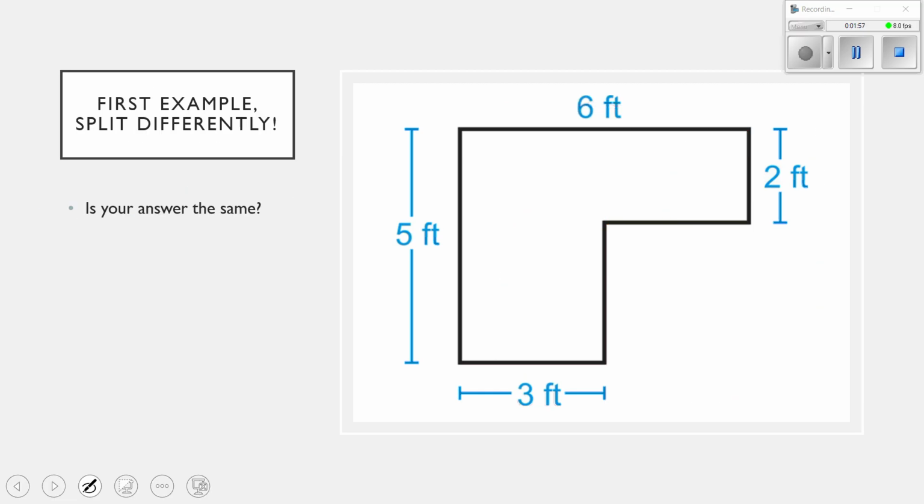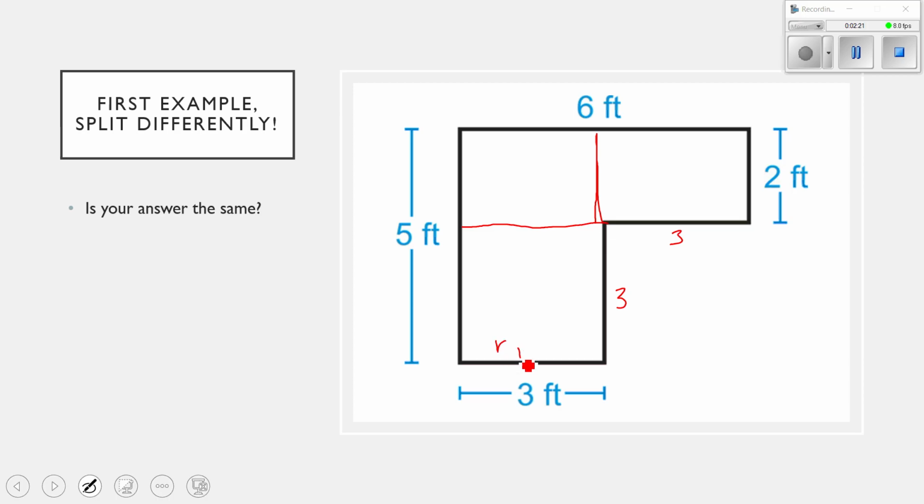We're going to do the same example again now, and we're going to split it differently and see what happens, because we want to make sure that no matter how we split it, we're going to get the correct answer. So I'm going to take this 3 and 3 from the last problem. I don't need to re-split it. I already know those dimensions. And this time I'm actually going to split it into 3 rectangles, just to show you that it doesn't really matter how many you split it into as long as you fill up all of the shape.